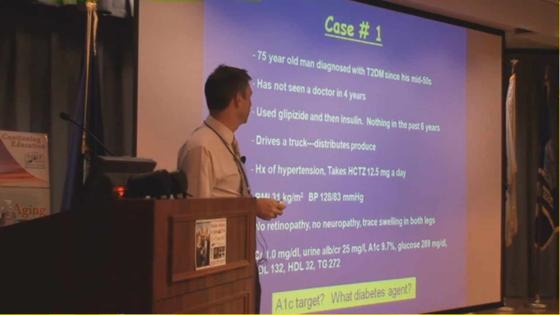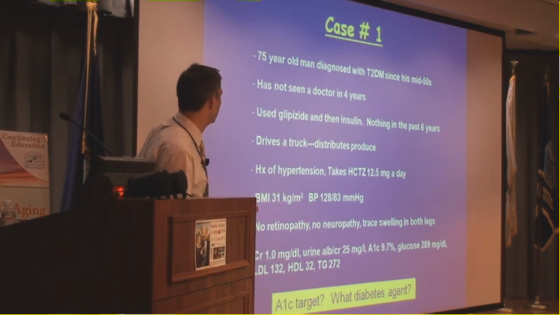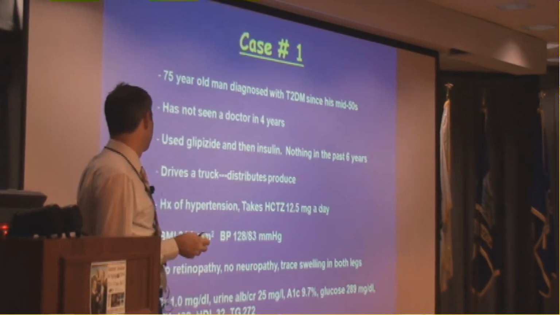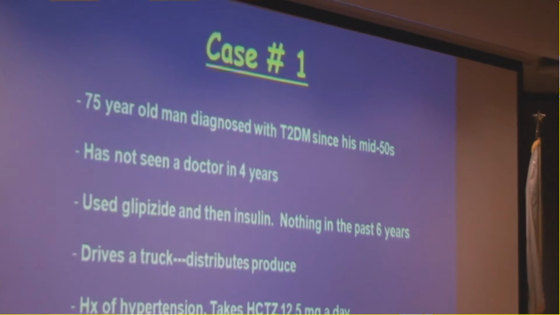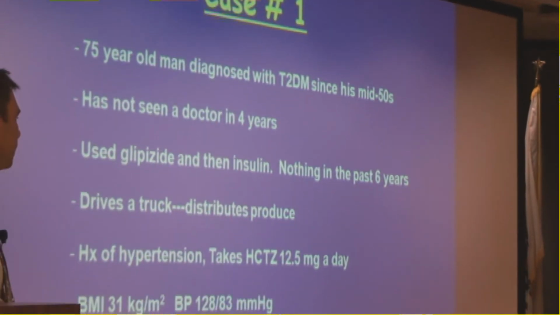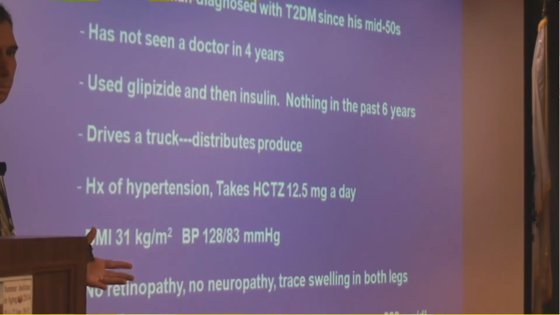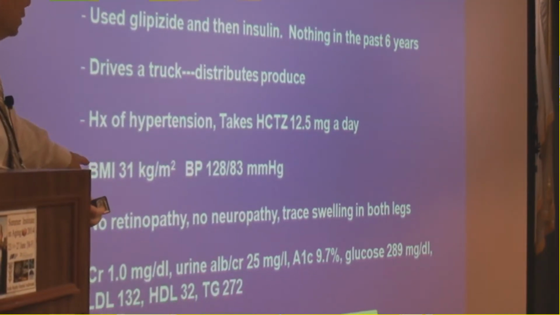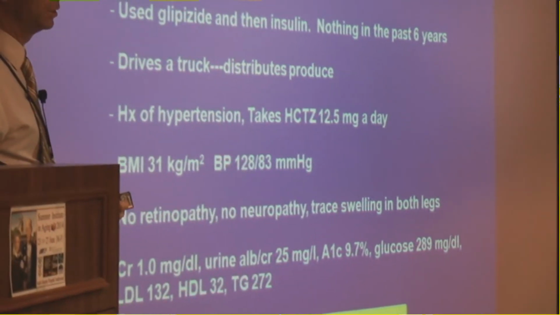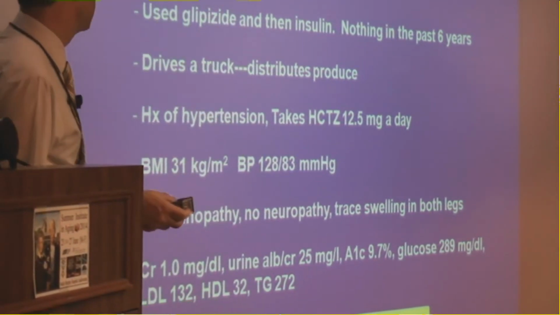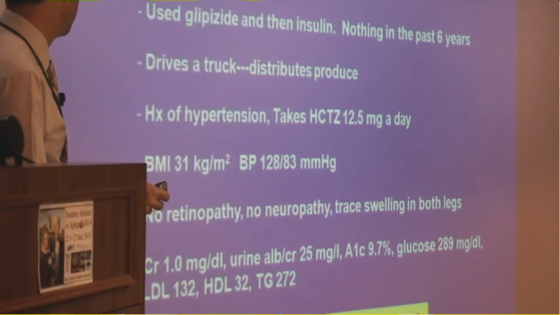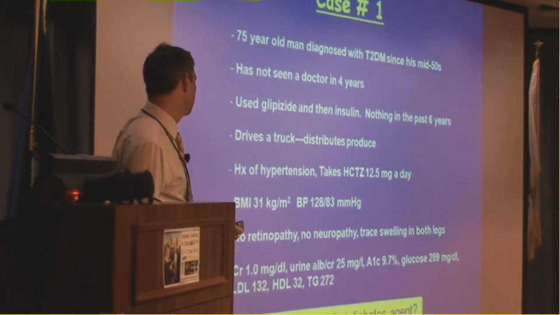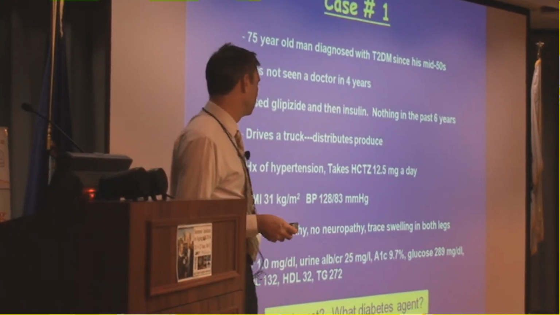He has a history of hypertension, and he takes hydrochlorothiazide. You can see he's overweight. His blood pressure is high, but you do a very detailed physical exam. There's no evidence of retinopathy or neuropathy. His legs look perfect and shiny. His kidney test, creatinine, is normal. He's not leaking protein. His A1C is 9.7, so clearly he has full control. His glucose is 289, and his LDL is high for him. His HDL is low. So how would you treat him?